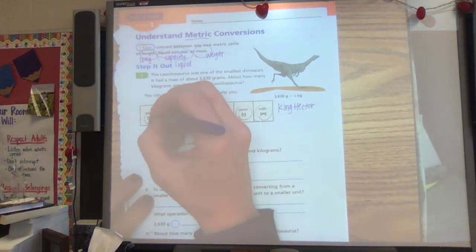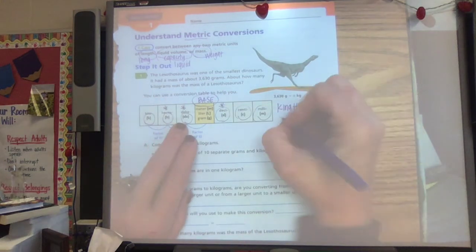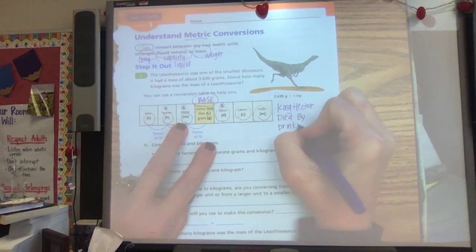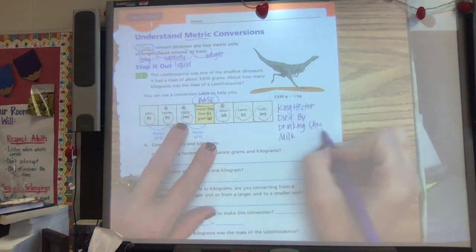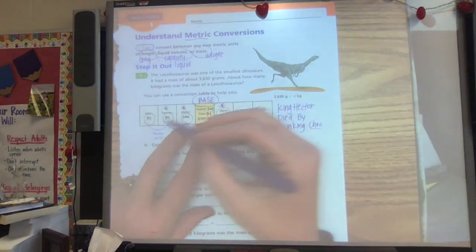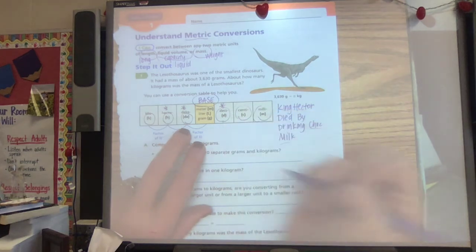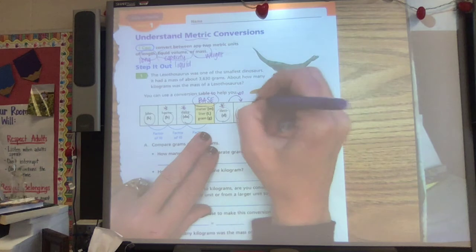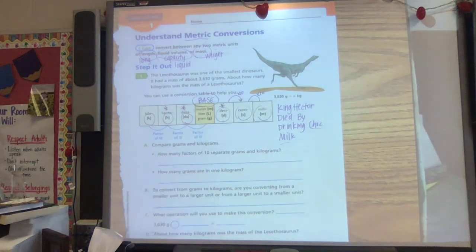And a lot of times we can remember this by saying King Hector died by drinking chocolate milk. Or like some of my students have said, drinking cafeteria milk. Whatever helps you remember, it is good. And remember that we're always moving by powers of 10, just like we do with decimals. As we get one unit larger, that's like multiplying by 10. If we go one unit smaller, that's like dividing by 10.